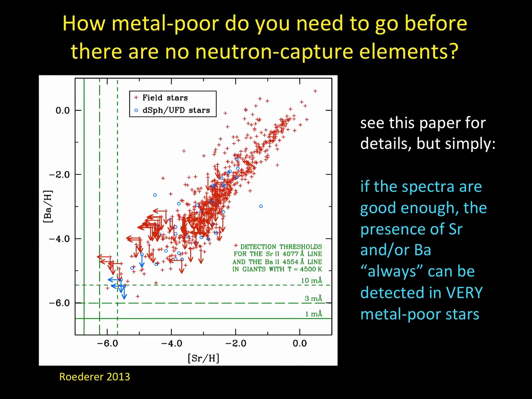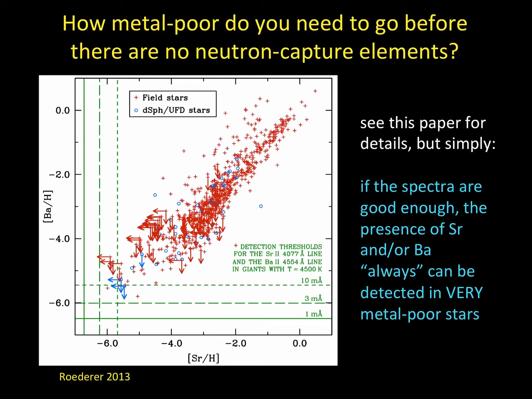Another point, which is not talked about as much as it should. There was a modest paper by Ian Roederer in 2013 in which he simply asked, can I find low metallicity stars without neutron capture elements? Without worrying about the details, barium and strontium have intrinsically strong absorption lines, so he used those and asked, can I trace back to lower and lower metallicity? At what point do I miss the neutron capture elements? And the answer is never.